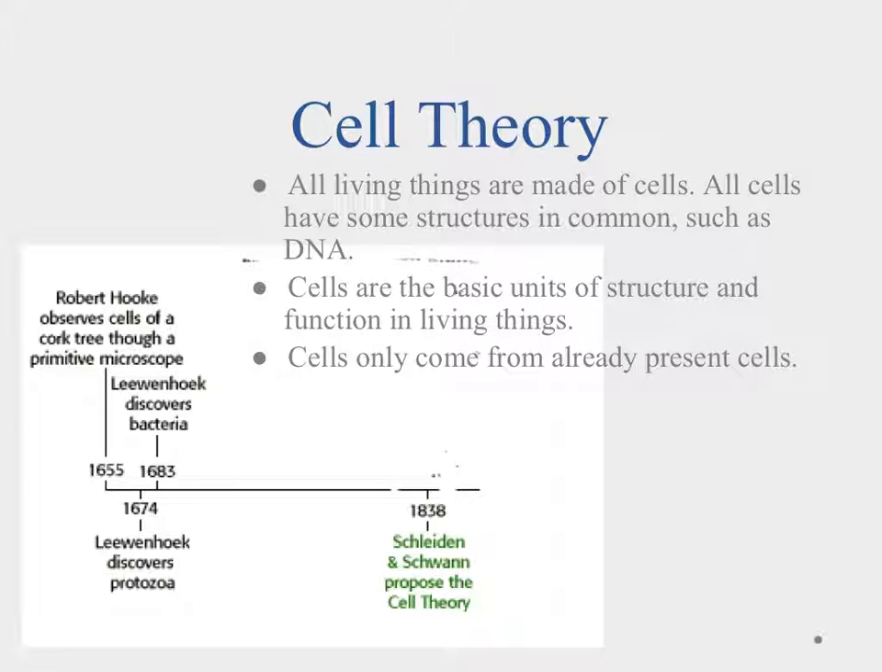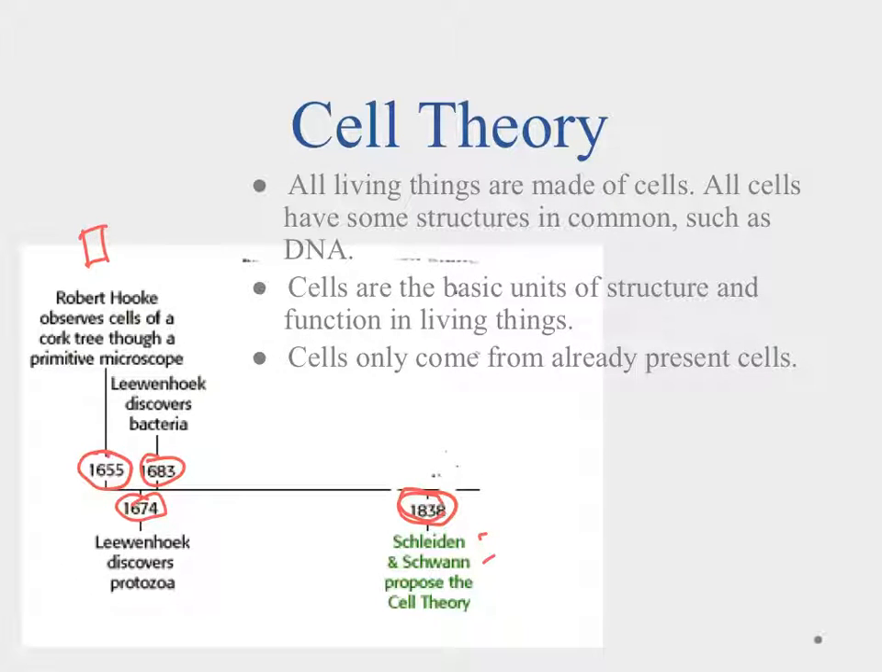Okay, so let's take a look at Schleiden, Schwann, and Virchow's statements. They came together, and you can see down here that in 1655 is when Robert Hooke saw the first cell. Leeuwenhoek, in 1674 and then in 1683, saw the first living cells, and then in 1838 is when we had the cell theory proposed by Schleiden and Schwann.